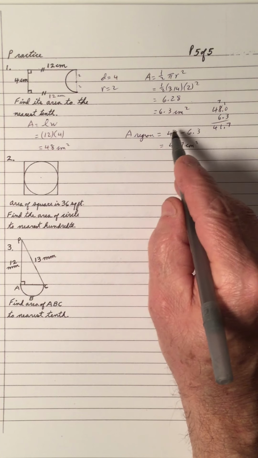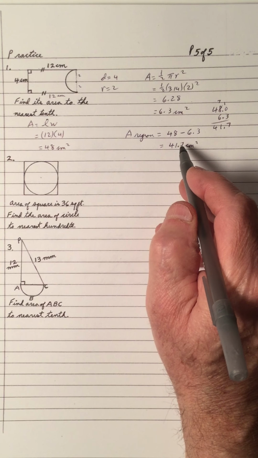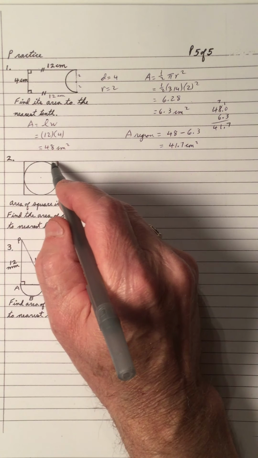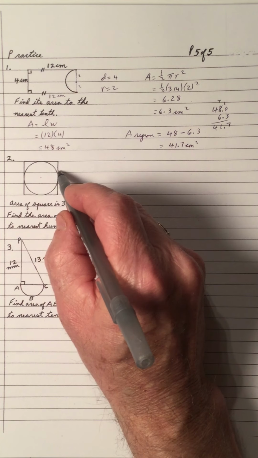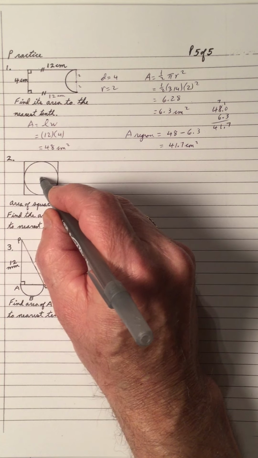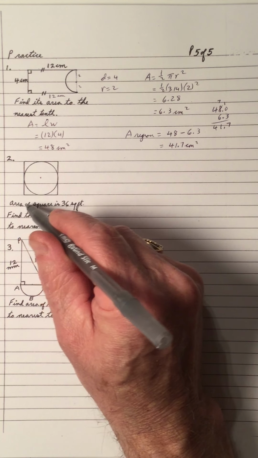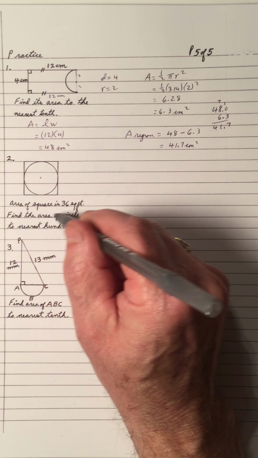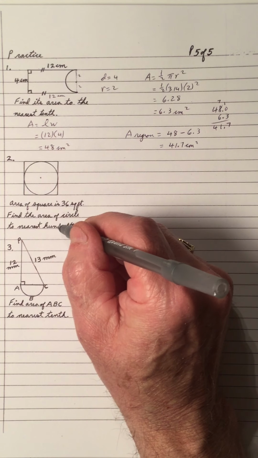Number 2, if you have your video paused, how did it work out? How did number 1 work out? Hopefully everything is okay. It looks like we have a square. It looks like all sides are equal. But let's read. We have a circle. There's a center right there. The area of the square is 36 square feet. Find the area of the circle to the nearest hundredth.